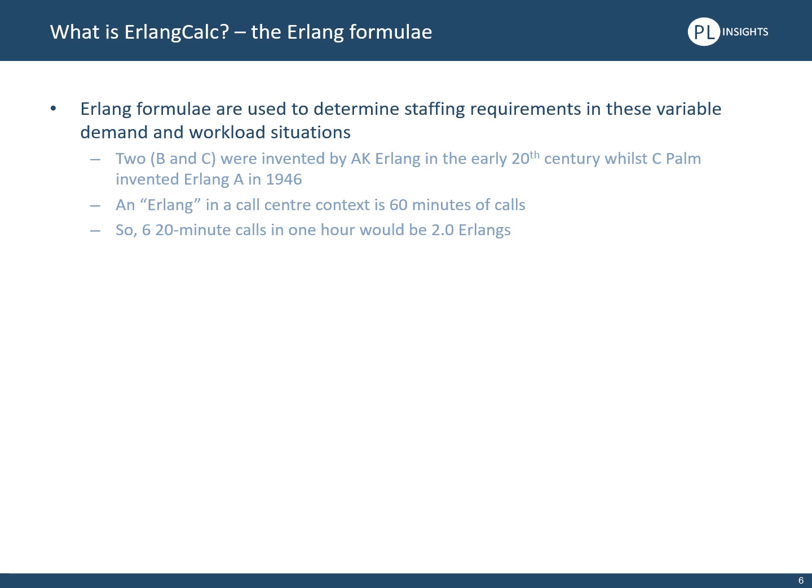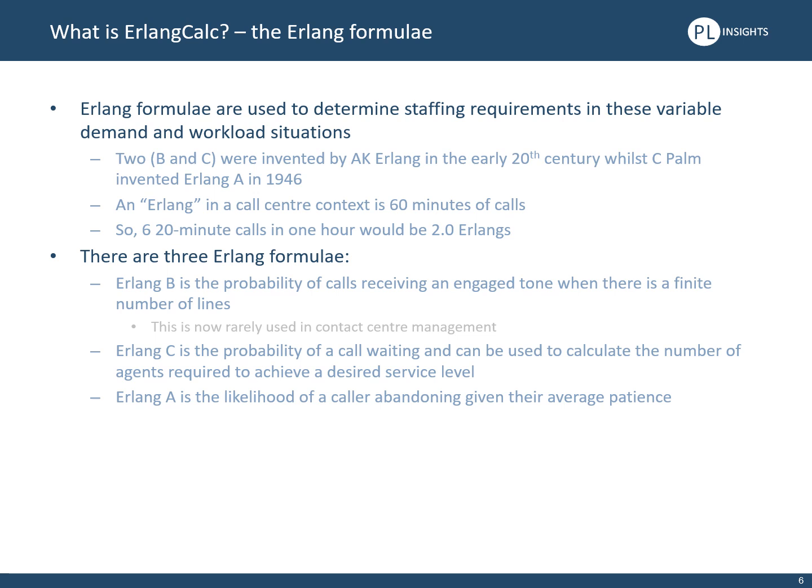worth of calls. So what do we mean by that? Well, if we had 6 20-minute calls in 1 hour, then that's 120 minutes worth of work. 120 divided by 60 is 2, so that would be 2 Erlangs. It can be thought of as the number of people we'd need to deal with those calls if they were 100% busy.